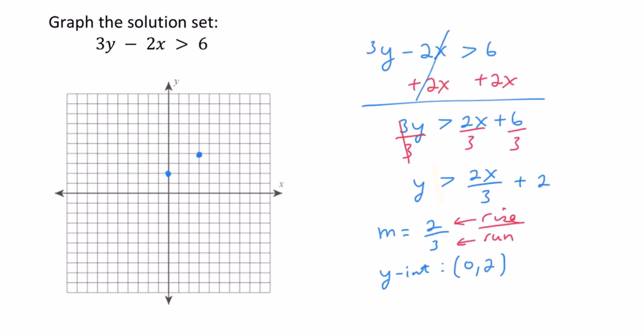Here, the inequality is strictly greater than. There is no equal sign. So this is a dotted line. Y is greater than, so here our y is at 2. Greater than will be above. So that means that the part that we want is this side.